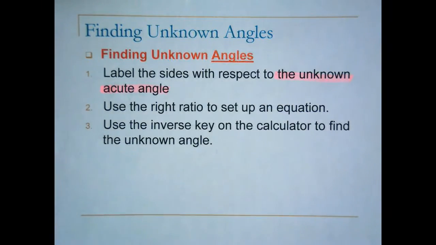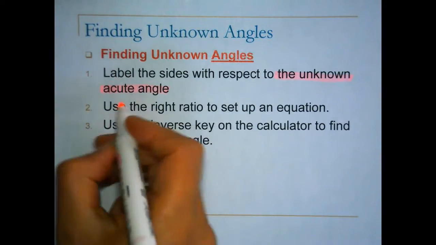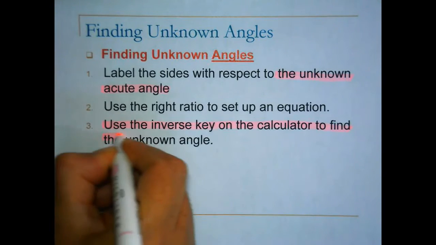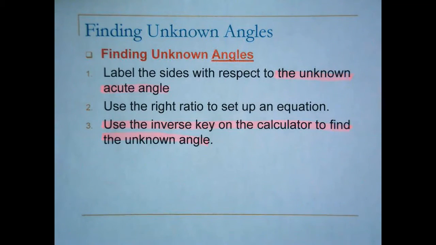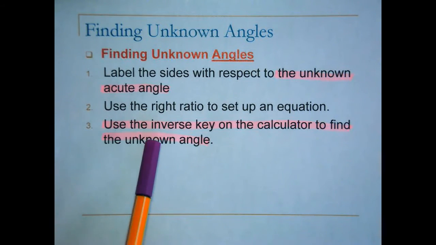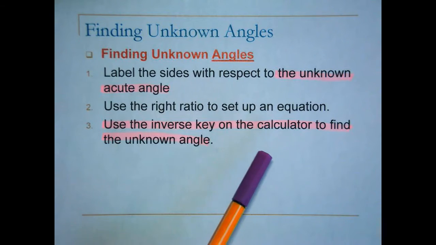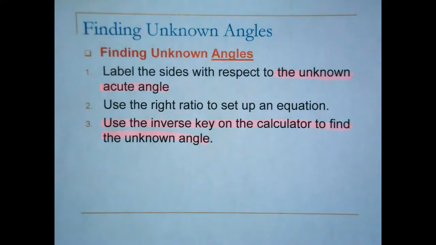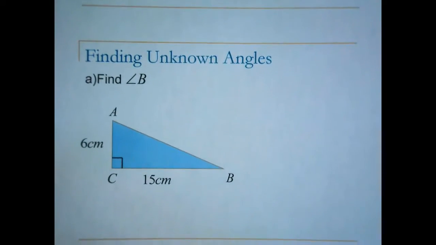This is a very, very important step: when you want to find the angle, you will use the inverse key on your calculator. I am going to show you what I mean by this, but this is a very important fact to remember, that when you're trying to find an angle, you won't use sine, cosine, and tangent. You will use the inverse of those keys on your calculator. So let's start with an example and see what it means.